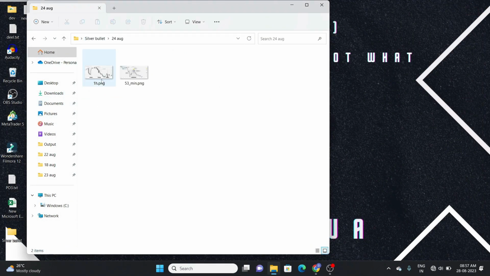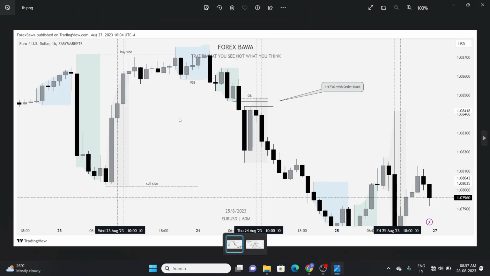Now the last example. You can see that buy side taken. Now we need a pullback. Again buy side taken and the market dropped, market structure shift, moving down, created a fair value gap. What did we see here? Sell side is resting below here in the 1 hour time frame.